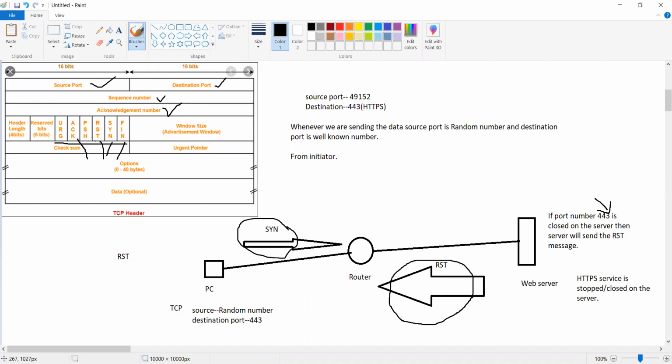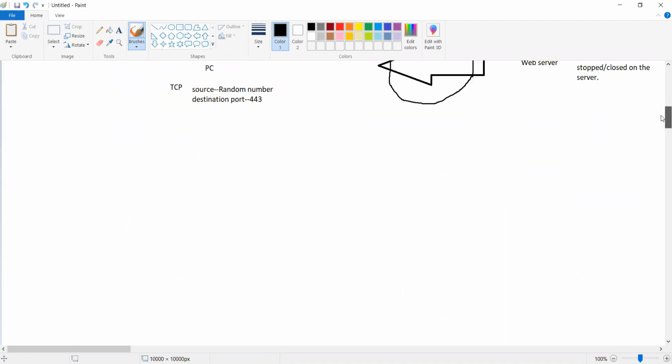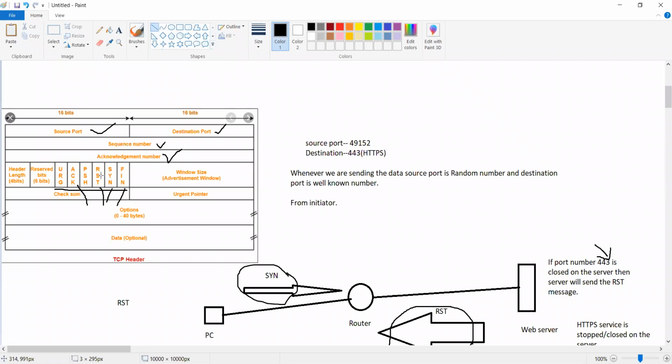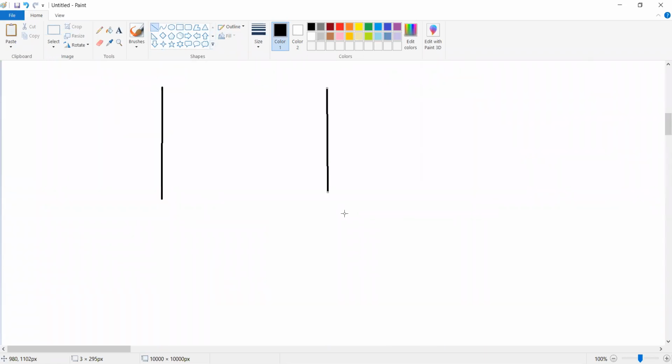Now we'll see what is push and what is urgent. So yesterday I discussed something, if you remember, that by default, any device will have a buffer memory, and until and unless that buffer is full, that particular device will not process the data, right? So in this case, if the push flag is enabled, then what happens is, please push the data irrespective of whether the buffer is full.